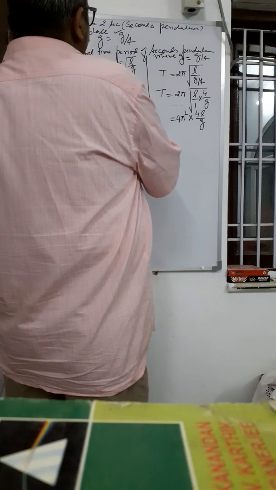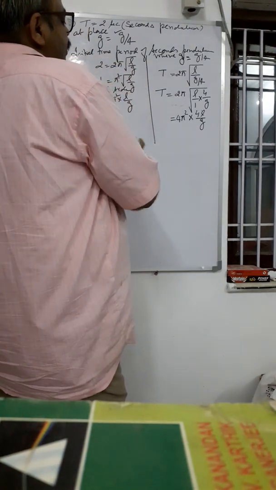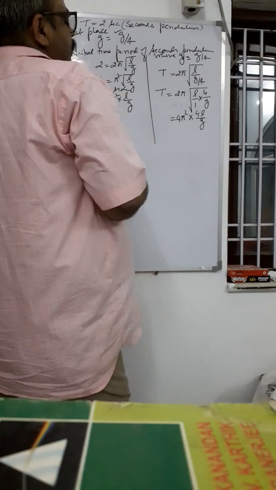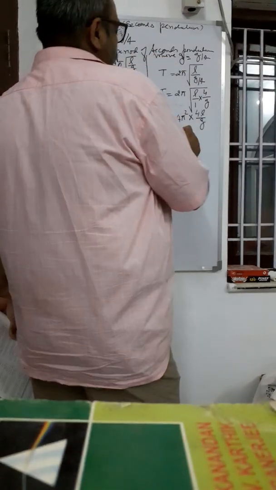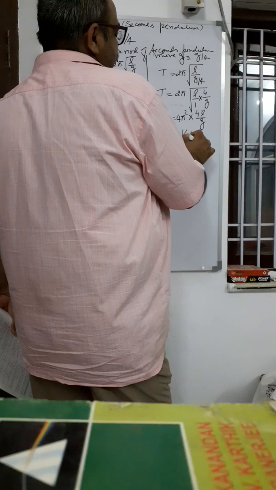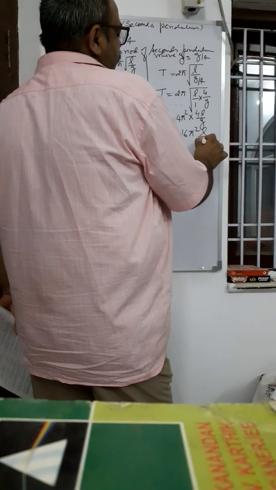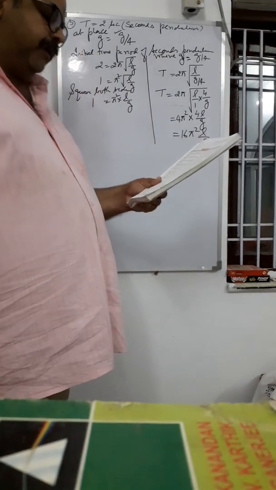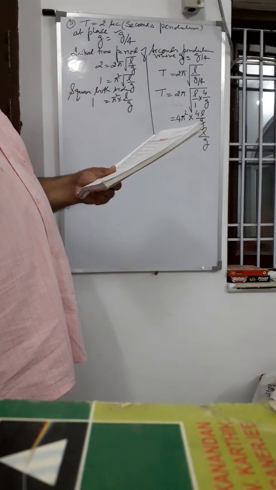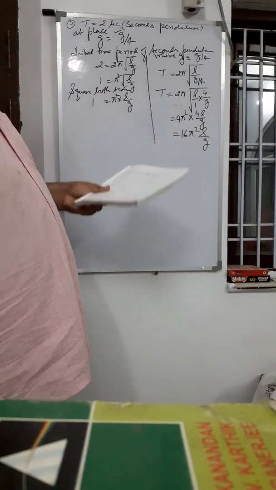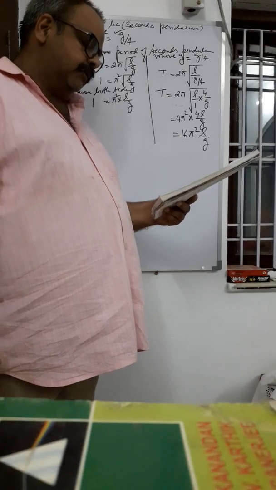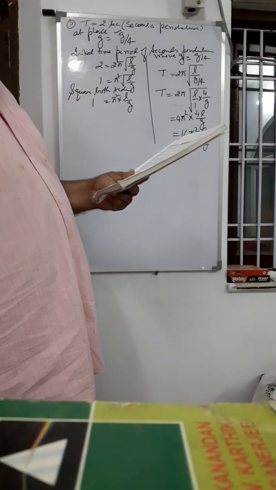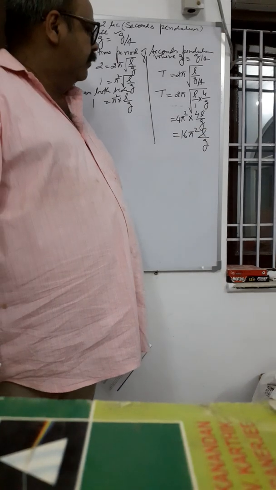Pi square, it will also be square only. Pi square L upon G, here 4 pi square, 4 into it can be written as 16 pi square L upon G. So check, the time period will be double, because time period is inversely proportional to G. The new time period will be 4G. Note down this.